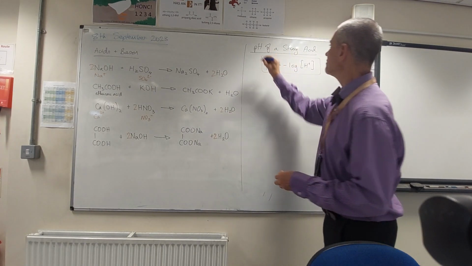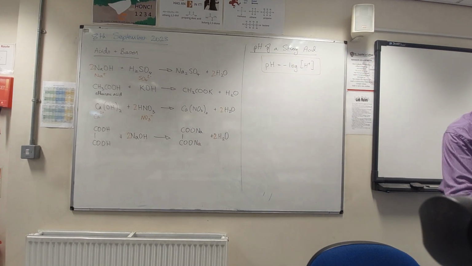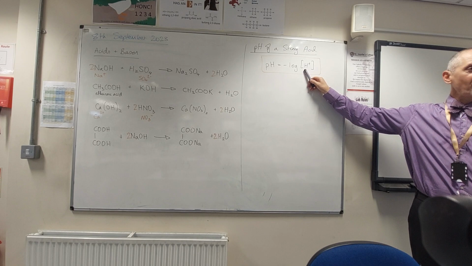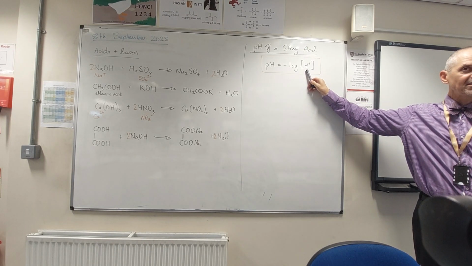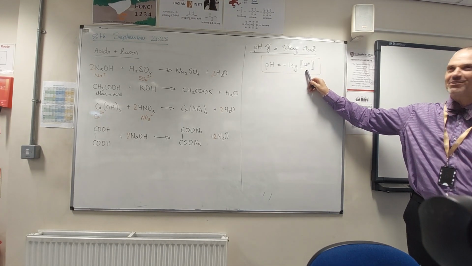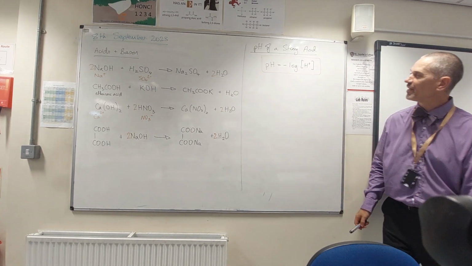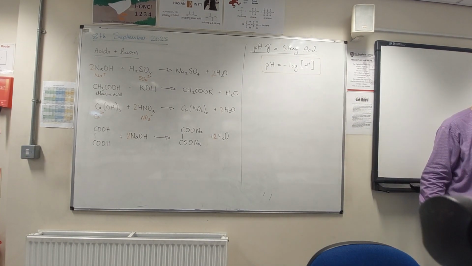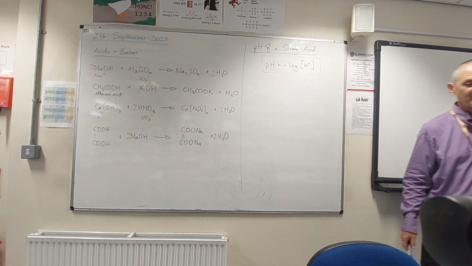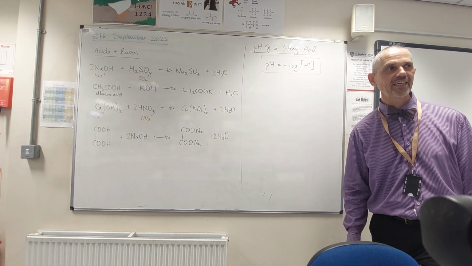So let's start at the end. Square brackets around H plus means concentration. Concentration of H plus. Okay, so that's the easy bit then. The log is usually a bit less familiar for people who have not been doing maths for the last year.